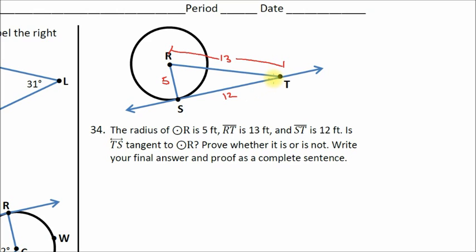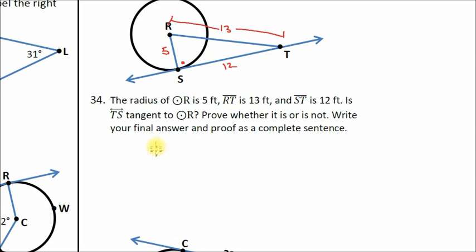ST is equal to 12. Is line TS tangent to circle R? Prove whether it is or is not. The way we prove it, class, is we check and see if the Pythagorean theorem is true. If it's true, this must be a right angle. And if that's a right angle, then line ST must be tangent. So let's take a look at the math and see if we can figure this out.